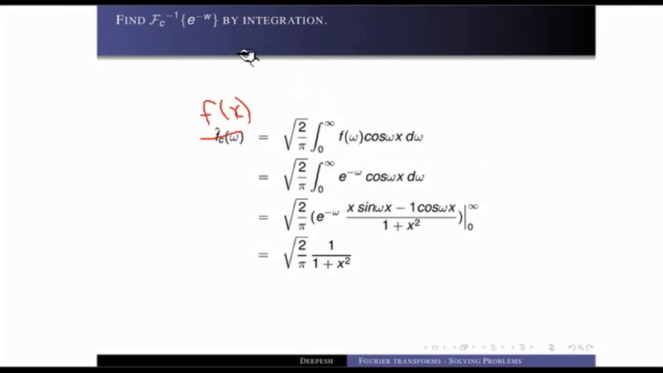Note that f of omega is e raised to minus omega here, and the integration should be with respect to omega, not with respect to x, because you need the function in terms of x. So you need to integrate with respect to omega, and the function given is e raised to minus omega, which is the Fourier cosine transform, Fc of omega. So it has to be multiplied with cos omega x and integrated with respect to omega.